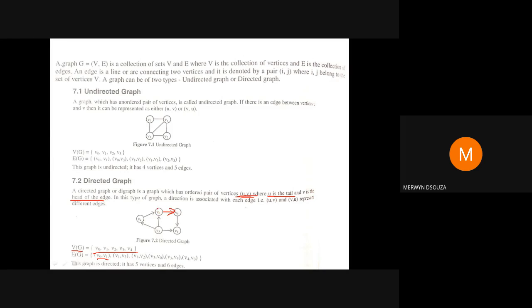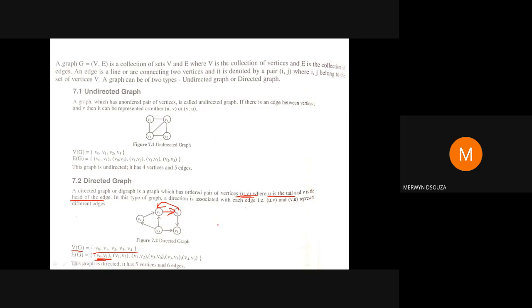So I have to start with the tail. This is known as the tail, and V1 is the head. So you will name the edge as going from V0 to V1. You cannot name it the other way. If you name it from V1 to V0, it is wrong. You could have named it if there was an arrow going from here to here like this. You can have an arrow going like that in a directed graph. In this example, it is not there, but you could have had an arrow like that.